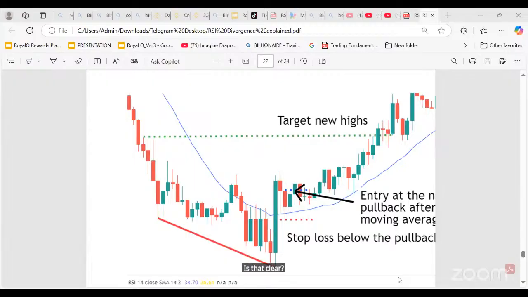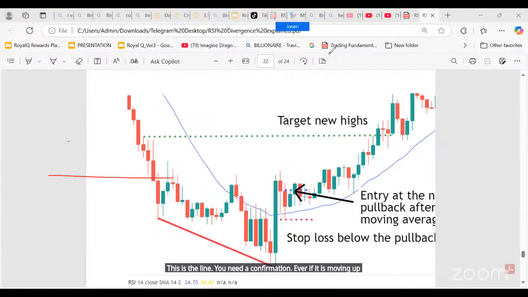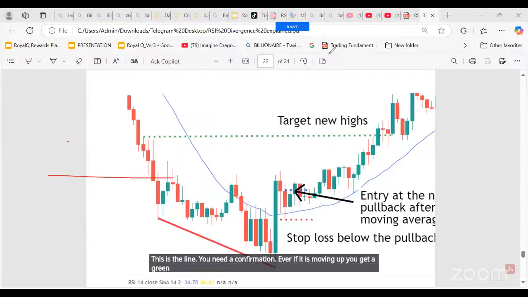So even when you are using the moving averages, remember guys, you need to have what we call a confirmation. Let me say this is the line. You need a confirmation. If it is moving up, you get a green candle that moves below and closes above your line. This green candle is called a breakout candle.